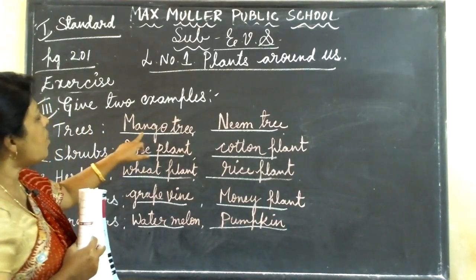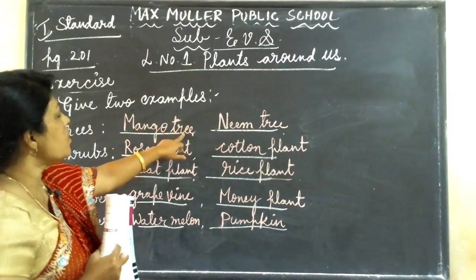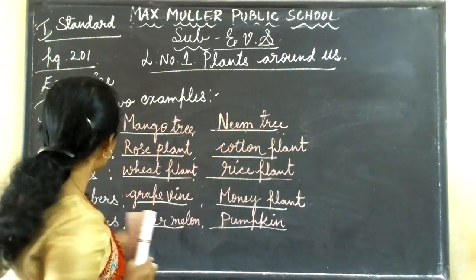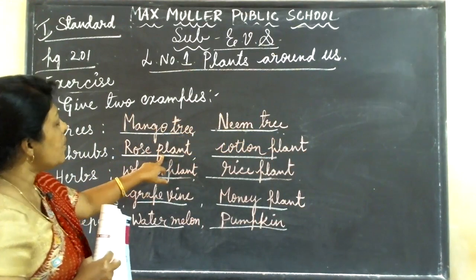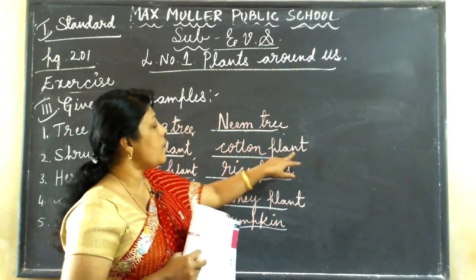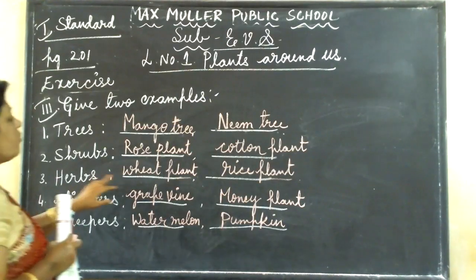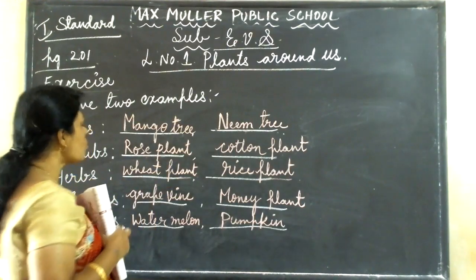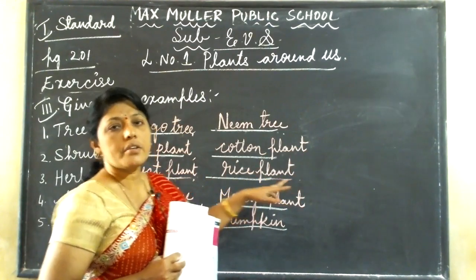So trees, example: mango tree, neem tree. M-A-N-G-O, mango, T-R-E-E, tree, neem tree, N-E-E-M, neem, T-R-E-E, tree. Then shrubs: rose plant, R-O-S-E, rose, P-L-A-N-T, plant, and cotton plant, C-O-T-T-O-N, cotton, P-L-A-N-T, plant. So herbs, example: wheat plant, W-H-E-A-T, wheat. Wheat means godi, you know, no? Wheat plant and rice plant, R-I-C-E, rice, P-L-A-N-T, plant.